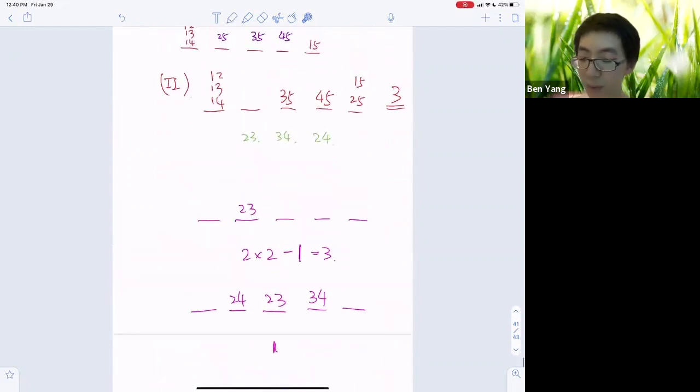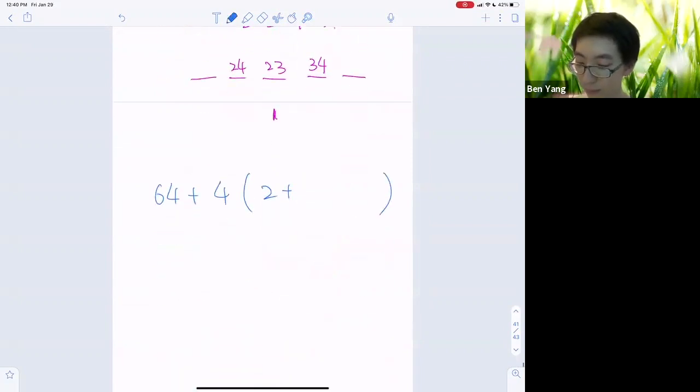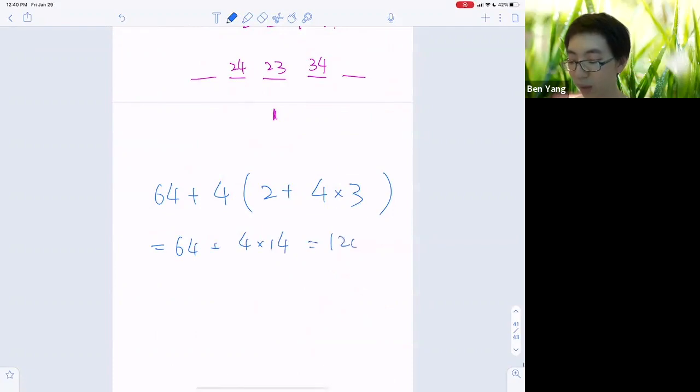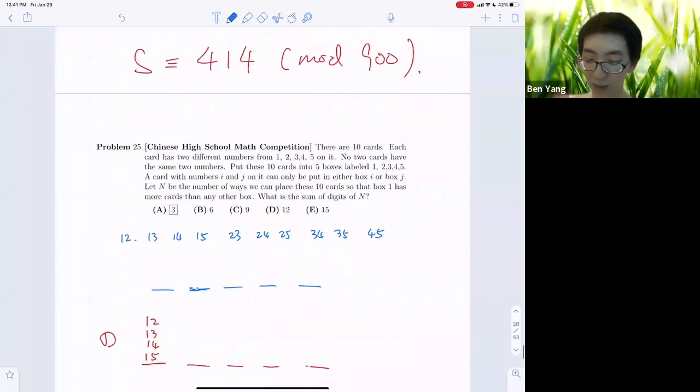And for the second subcase, we have 4 cases here. But remember, we need to multiply that by 3. So 4 times 3. Okay, so that's 64 plus 4 times 14, and that's 120. We're going to find the sum of digits for this number. So the sum of digits is equal to 3, and that is A.